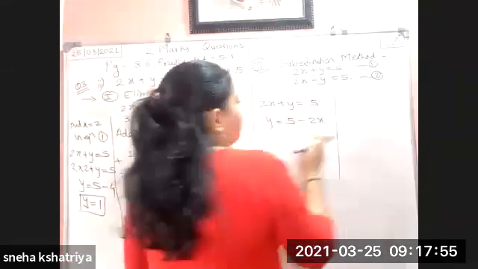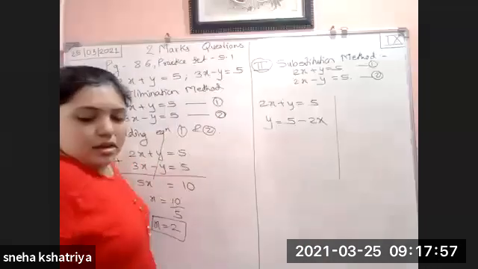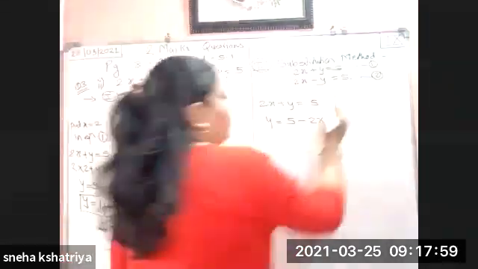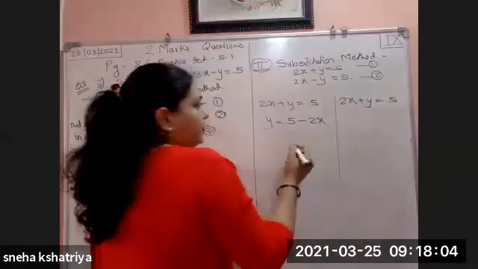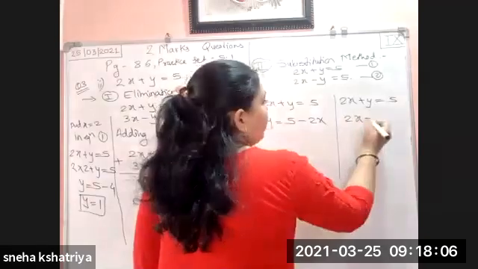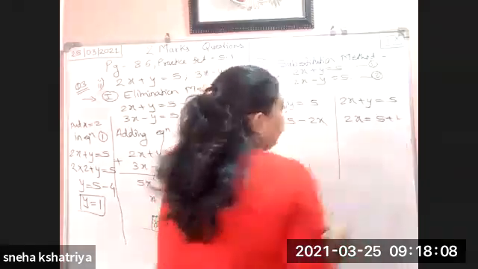But what happens if we find the value of x from this equation only, 2x plus y is equal to 5? So this will become 2x is equal to 5 minus y.